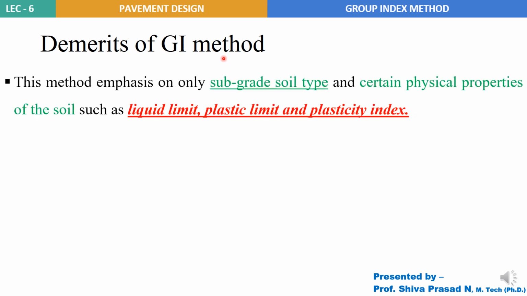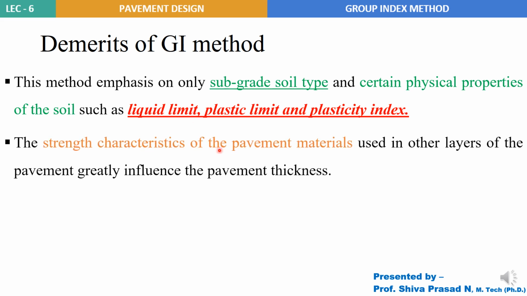Having understood the design procedure of group index method, let's look into the demerits of the same. This method emphasizes only subgrade soil type and certain physical properties of the soil, such as liquid limit, plastic limit and plasticity index only. It is just making use of subgrade soil parameters and traffic parameters, as we have seen, and nothing else. So that's what we are listing in the demerits.